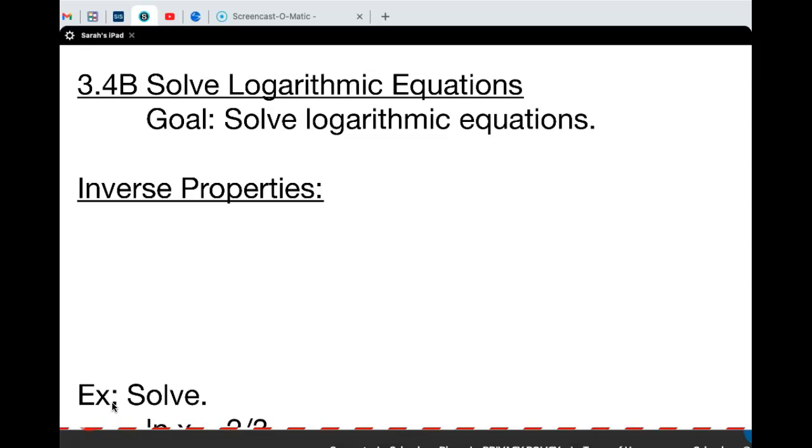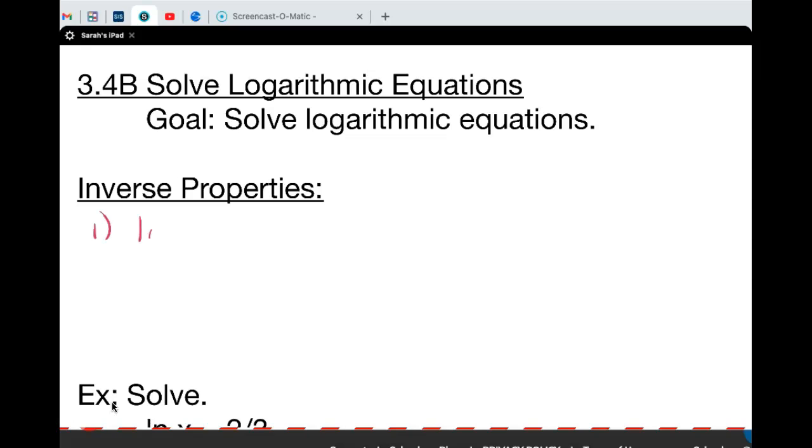So we should know how to solve exponential equations. So now we're solving logarithmic equations. So you have to remember inverse properties. There were 2 of them.